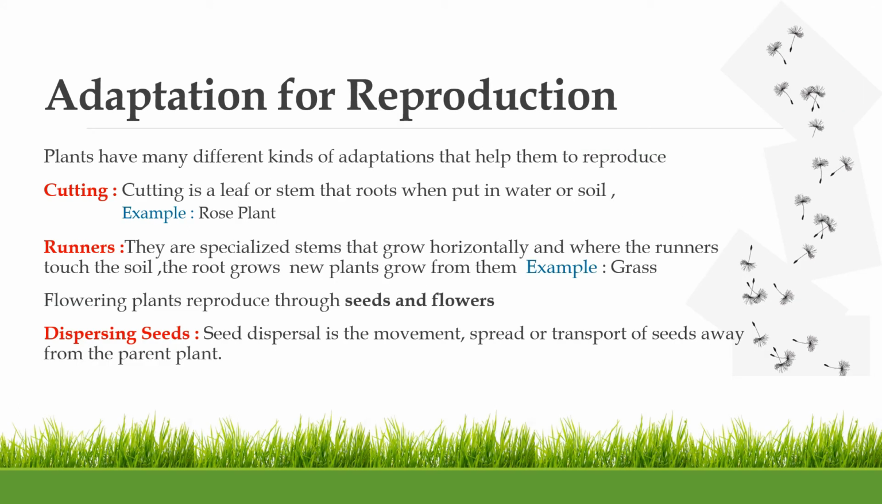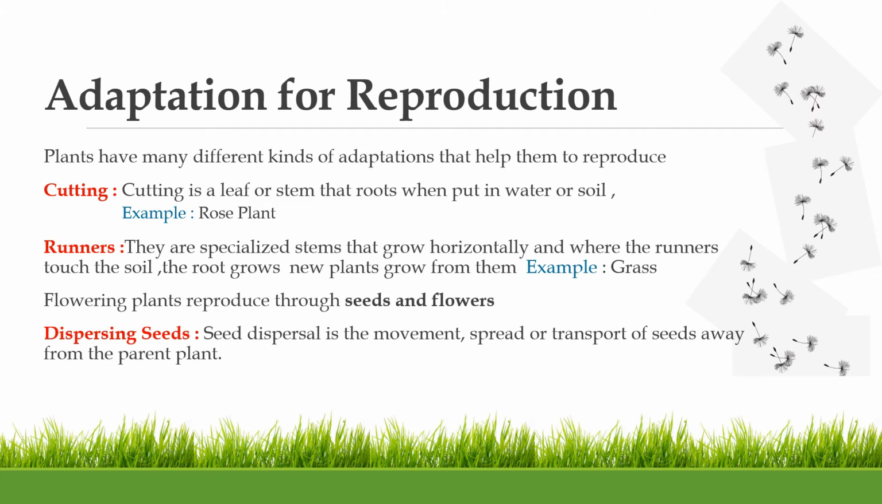Now, let's see adaptation for reproduction. So, plants have many different kinds of adaptations that help them to reproduce. Some of them are cuttings, runners, and dispersing seeds. I've given some pictures over here.